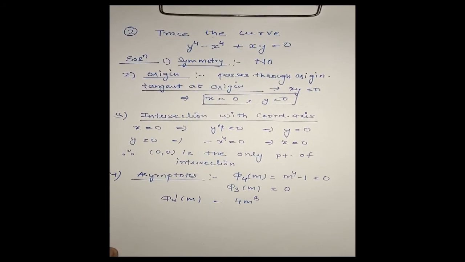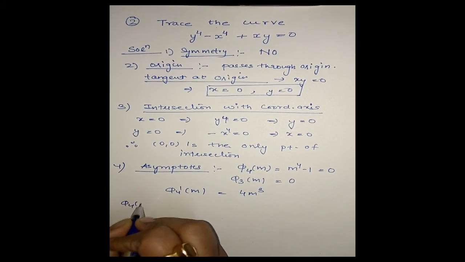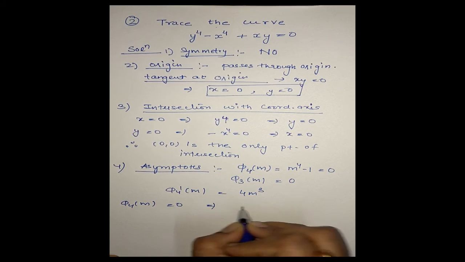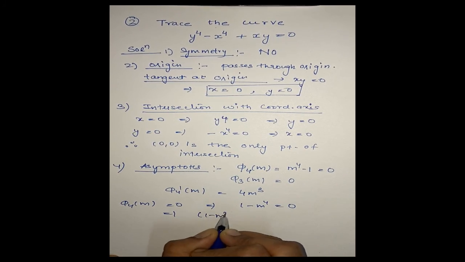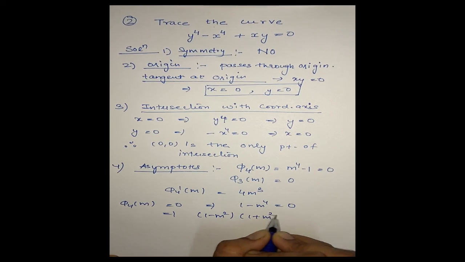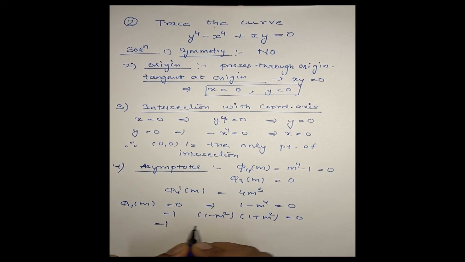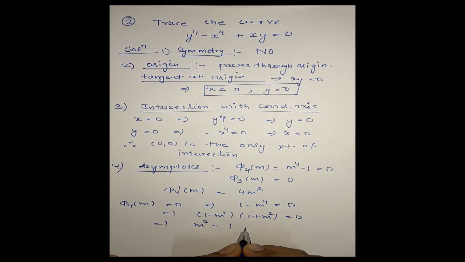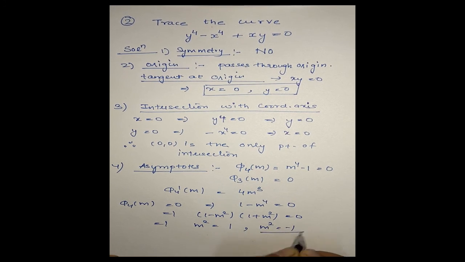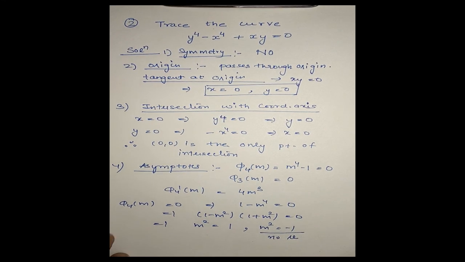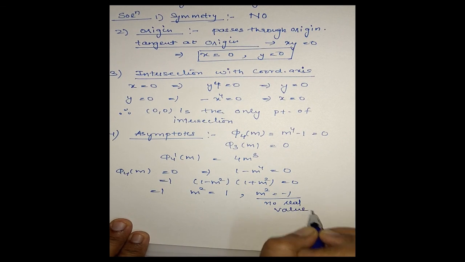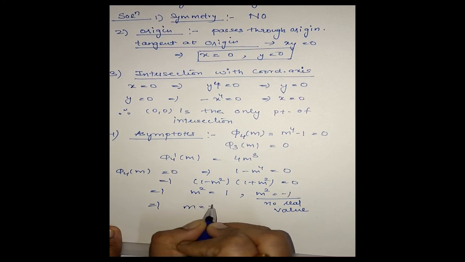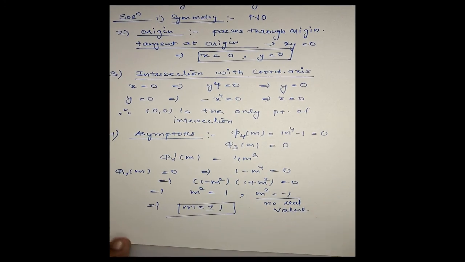Now, the equation giving m is phi 4(m) is equal to 0. This implies 1 minus m^4 is equal to 0. That is, (1 minus m^2) into (1 plus m^2) is equal to 0. This means m^2 is equal to 1 and m^2 is equal to minus 1, which gives no real value. And from this we have m is equal to plus minus 1. Therefore, m is equal to plus minus 1 are the only real roots.